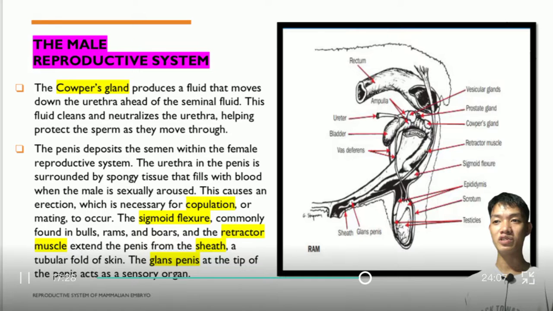The sigmoid flexure, commonly found in bulls, rams, and boars, and the retractor muscles extend the penis from the sheath. A tubular fold of skin, the prepuce, covers the penis, and the glans penis at the tip acts as the sensory organ.